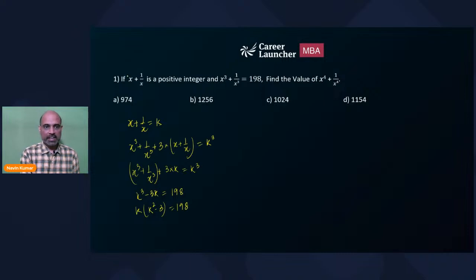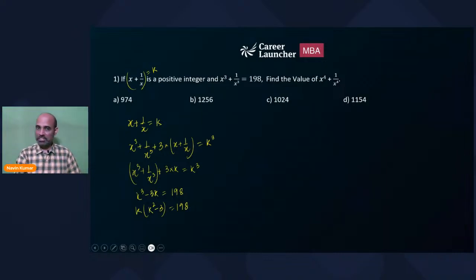When we say x plus 1 by x is a positive integer, in other words, we are saying k is a positive integer. So we don't have to think that k can be any value. Of course, it can be a lot of different values, but we have to think only in terms of positive integers, natural numbers, right? So we don't have to think about what if k is irrational, what if k is a fraction? No. So let's start. Can I take k as 1? No. 2? No. 3? Yes, it might be possible.